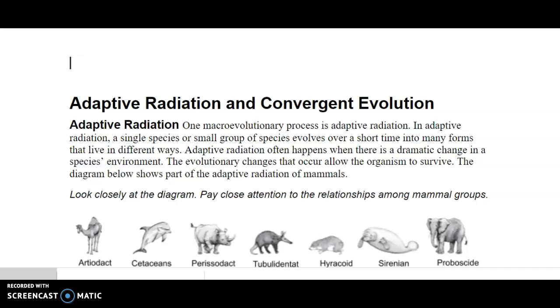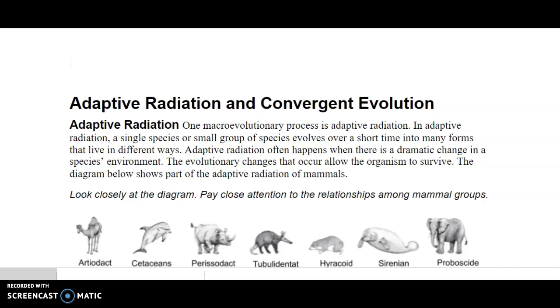Okay, now we're going to go over the adaptive radiation and convergent evolution handout. Okay, it says adaptive radiation. One macroevolutionary process is adaptive radiation. Yesterday we talked about some microevolution, evolution on a small scale. We talked about the bottleneck effect. This is macroevolution, evolution on a larger scale. So one macroevolution process is adaptive radiation.